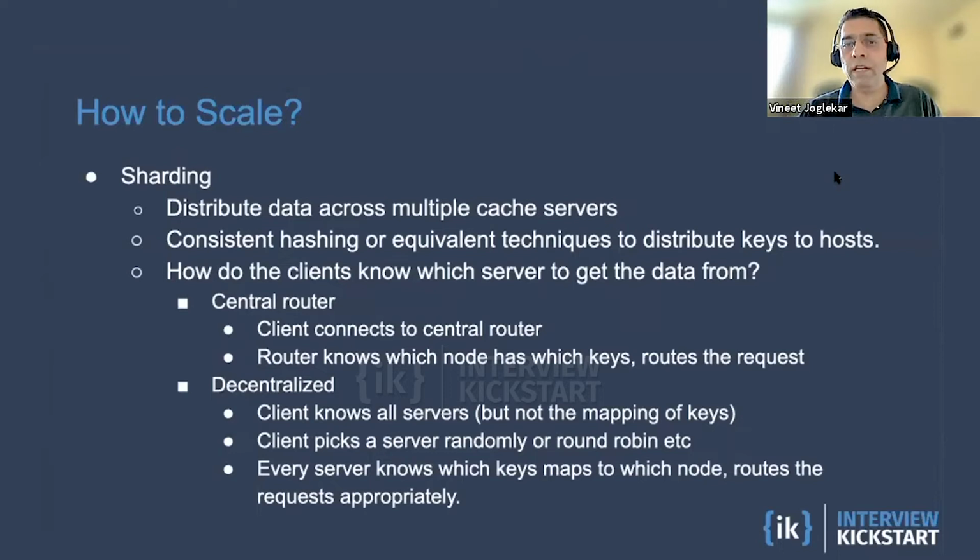Sharding is basically, if you have a large amount of data, let's say 200 gigabytes of data you want to cache, that's not going to fit in one server. If you have 64 gigabyte RAM on a machine, then you will spread that across 3 or 4 different machines. So how will you do that? Again, consistent hashing is one of the ways.